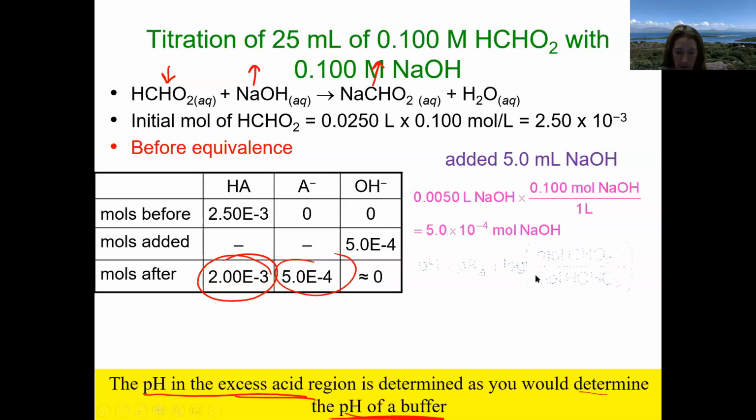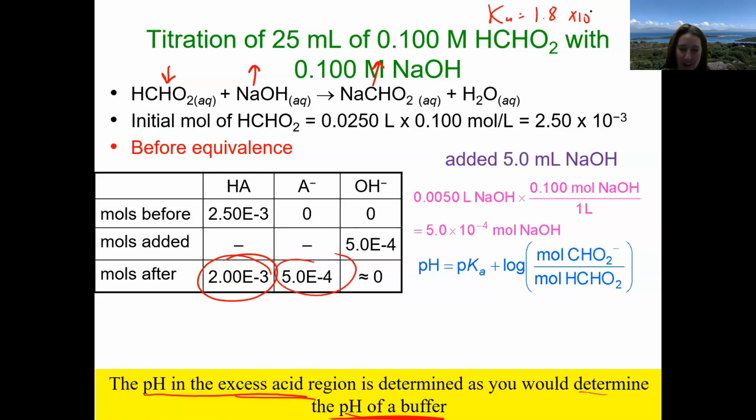Okay, so here's our formula for Henderson-Hasselbalch. We have to get our pKa, and remember our Ka, literally memorize this, is 1.8 times 10 to the negative 4. Remember, p means take the negative log of whatever's after it. So we just take the negative log of 1.8 times 10 to the negative 4. That's 3.74 plus the log of our conjugate base, 5 times 10 to the negative 4 over our acid, 2 times 10 to the negative.